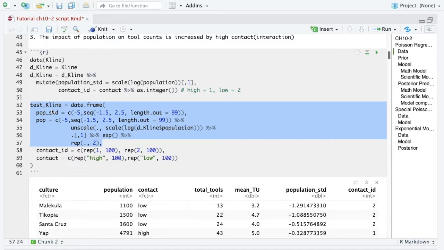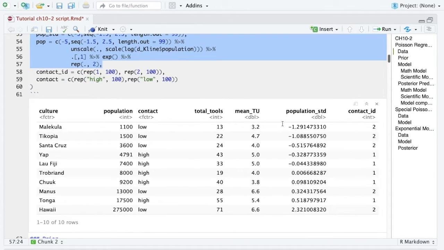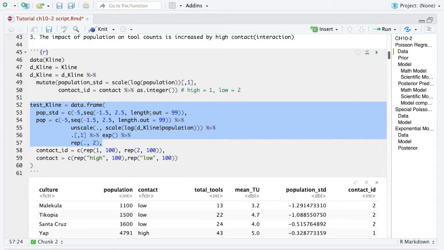The code for the test k-line data frame is a little bit complicated, so let me explain what I was doing here. Firstly, I make the fake standardized population from negative 1.5 to positive 2.5. I chose these two values because they are the minimum and maximum values in our training data. And then I put 99 points between these two values, and I add another very small value, negative 5, to have a point like an island with 0 population.